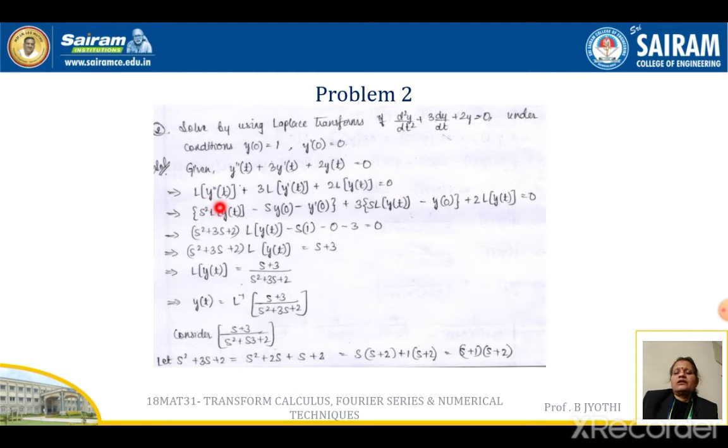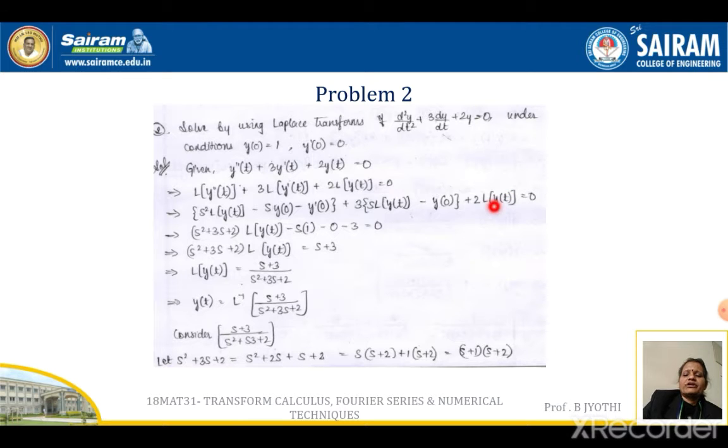So we get L of y double dash of t plus 3L of y dash of t plus 2L of y of t equals 0. And we have the formula for L of y double dash of t as s square L of y of t minus s y of 0 minus y dash of 0. And for this one, 3 times s L of y of t minus y of 0. And this one is written as it is, that is 2L of y of t.